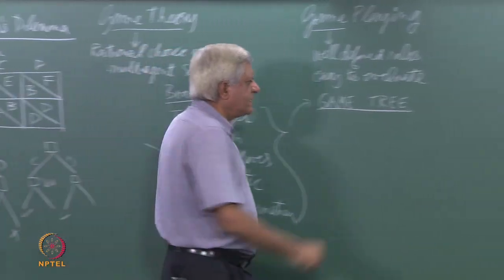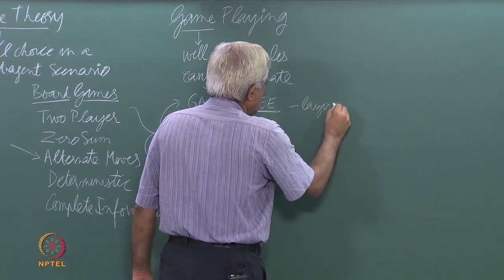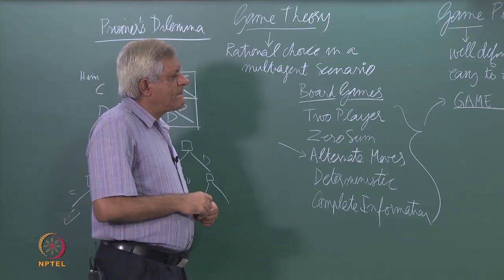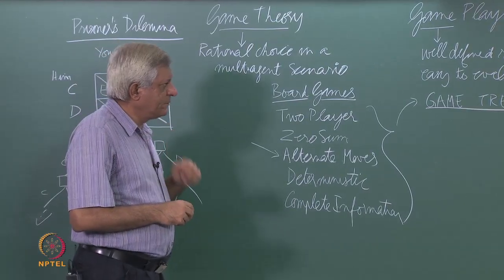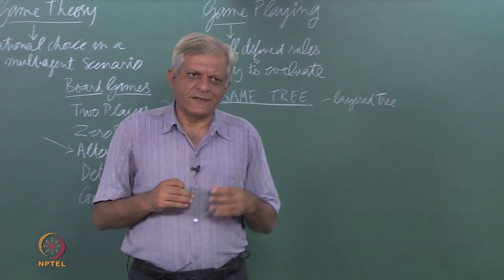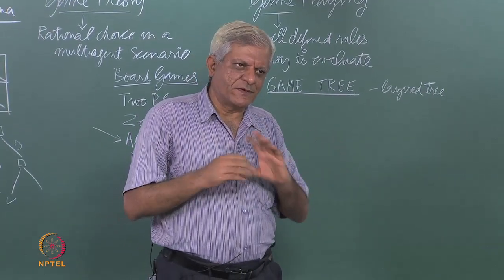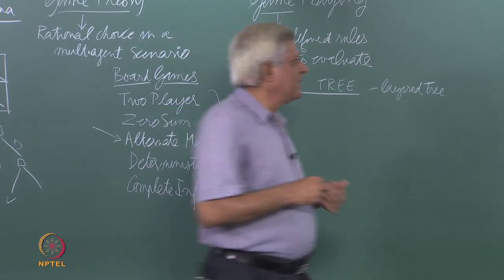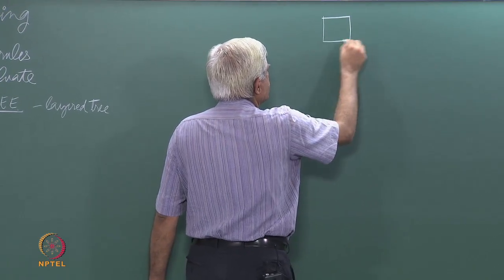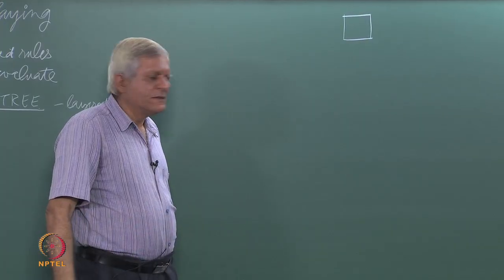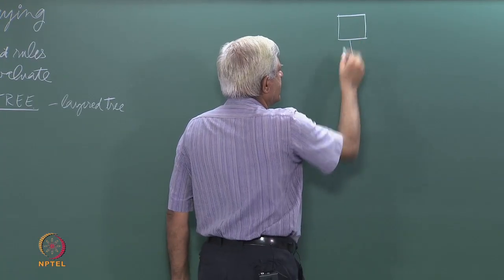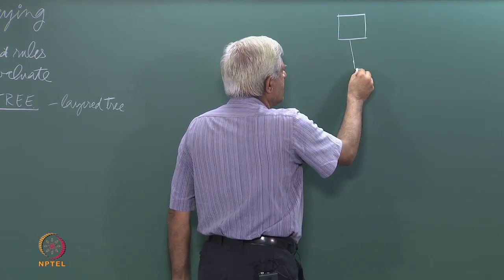A game tree is a layered tree. Let me draw one. Typically, because we are talking of 2-person games, there are two kinds of nodes, one for one player and the other kind for the other player, and typically we draw them differently. This is a root node where the first player has to make a move, and let us say this is one move that this player makes out of the many possible moves.